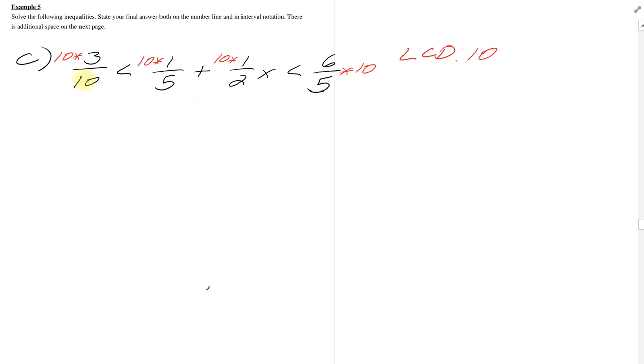So as I work through this, 10 goes into 10 once. So 1 times 3 is just 3. Now 5 goes into 10 twice. So 2 times 1 is going to give me 2. And then 2 goes into 10 5 times. So 5 times 1x is going to give me 5x. And then 5 goes into 10 twice. So 6 times 2 is 12. So there's what I'm left with. And so now I can just proceed as usual.